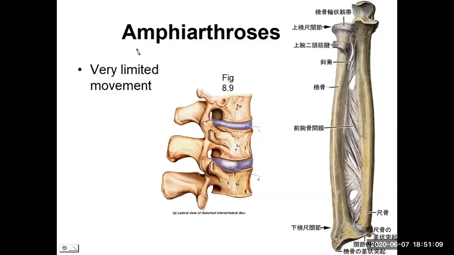Amphiarthrosis, where there's just a very limited range of flexibility, and here's that example of the intervertebral disc. So from one vertebra to the next, it's a very limited range of flexibility. But since we have a number of discs along the length of the spinal column, our entire spinal column does, of course, have flexibility, but from one vertebra to the next, it's still a limited range.